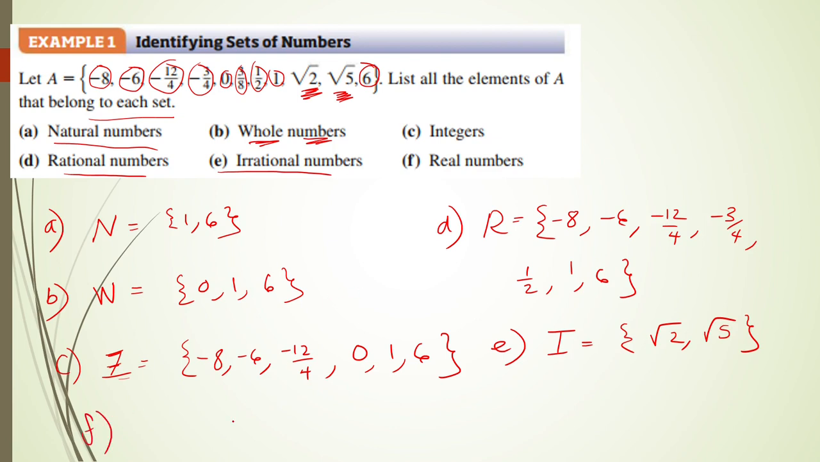Part F, real numbers. All of these are real numbers. Set A is going to be a real number. A real number is anything that can be written on the number line, and all of these can be written on the number line. So all of these are real numbers.